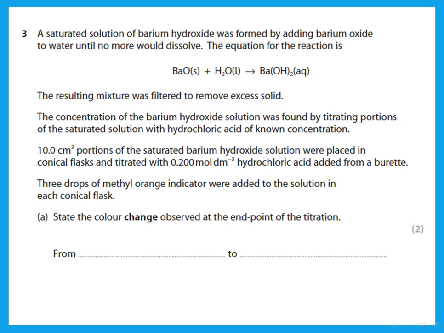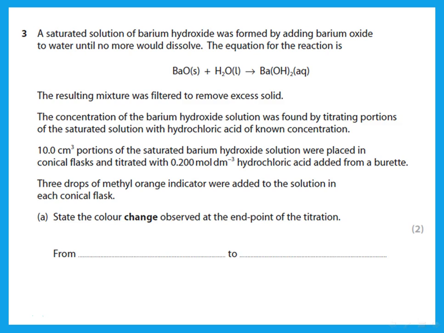Question 3 says, a saturated solution of barium hydroxide was formed by adding barium oxide to water until no more would dissolve. The equation for the reaction is this. So he's first dissolving barium oxide in water to form barium hydroxide. Then the resulting mixture was filtered to remove the excess solid. The concentration of the barium hydroxide solution was found by titrating portions of this solution with hydrochloric acid of known concentration. So he's going to take the barium hydroxide solution, titrate it with HCl in order to determine its concentration.